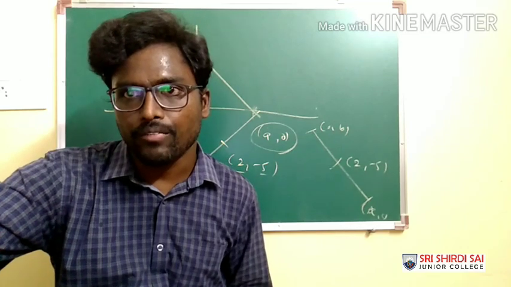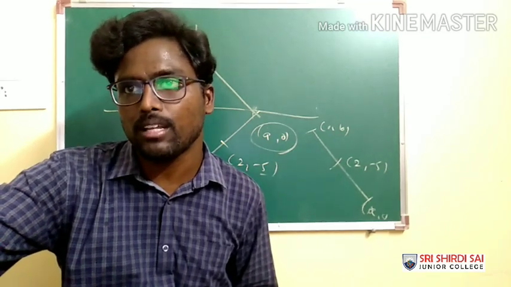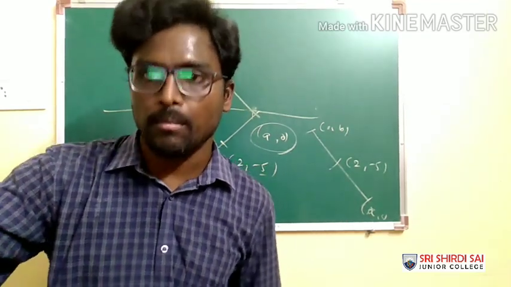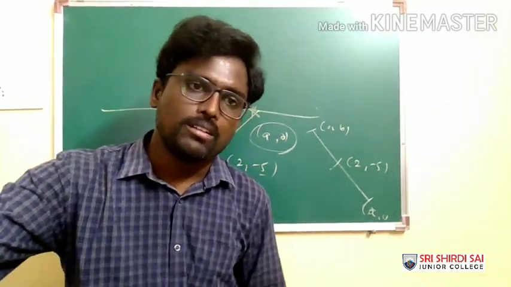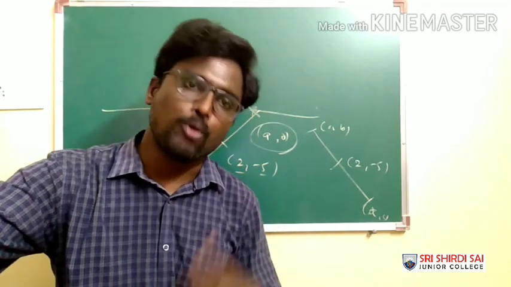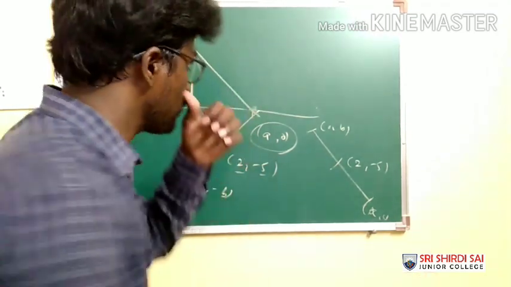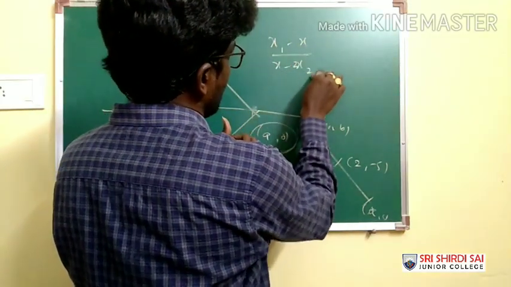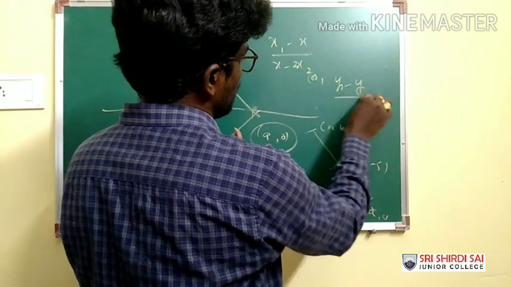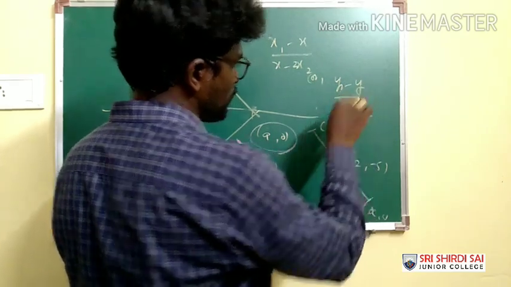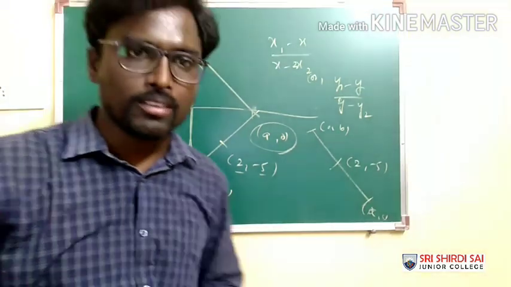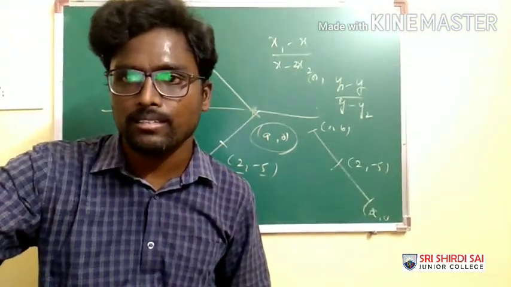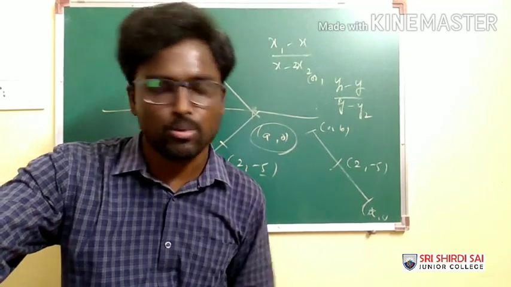Next, we are going with the 15th question. The ratio in which the point P 3 by 4, 5 by 12 divides the line segment joining the points 1 by 2, 3 by 2 and 2 comma minus 5. I have told you, whenever you are given the 2 points and the point which is dividing them, to find the ratio you can use the formula x1 minus x by x minus x2 or y1 minus y by y minus y2. You can use any of the formulas, no problem. You will be getting the same. On calculating this, you will get the ratio as 1:5. So the first option you are going to get.